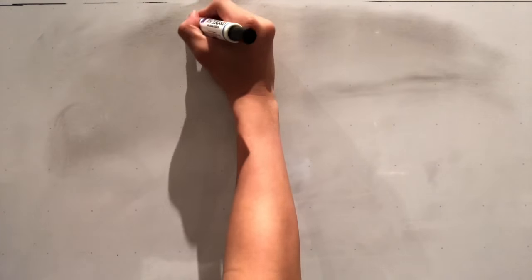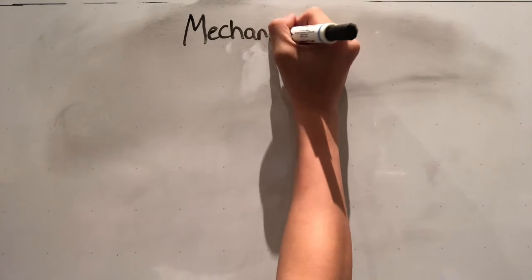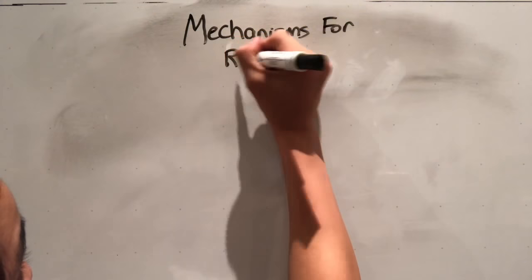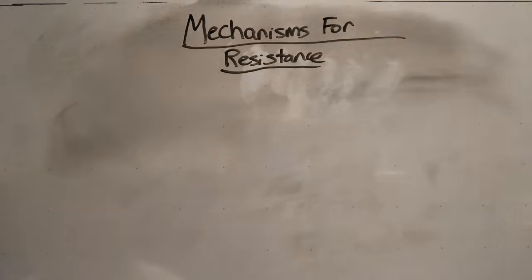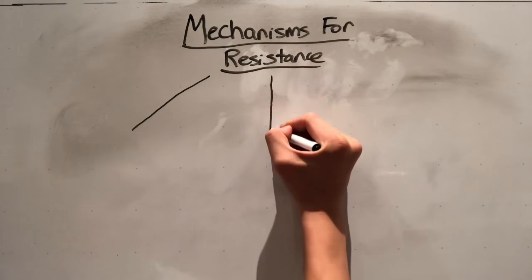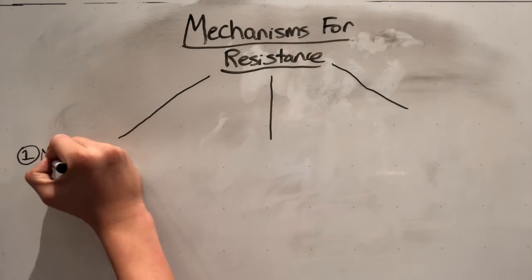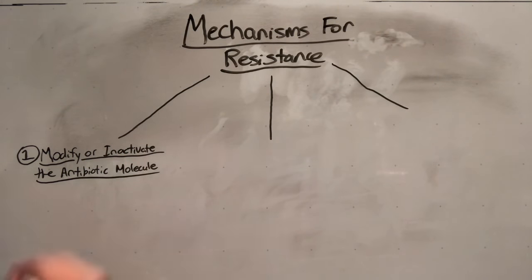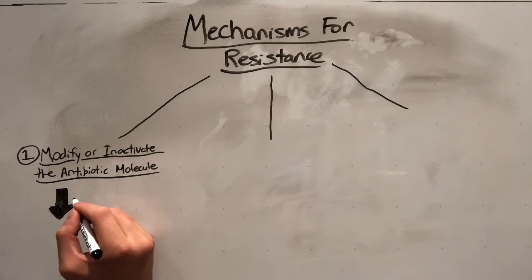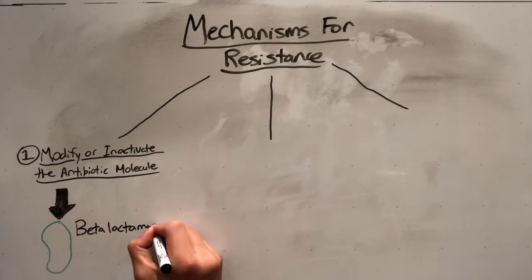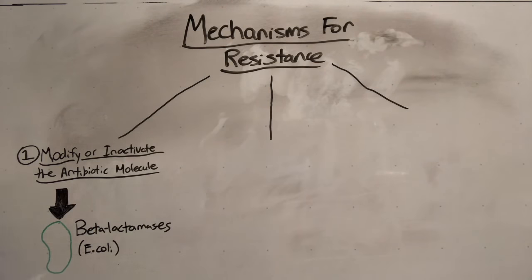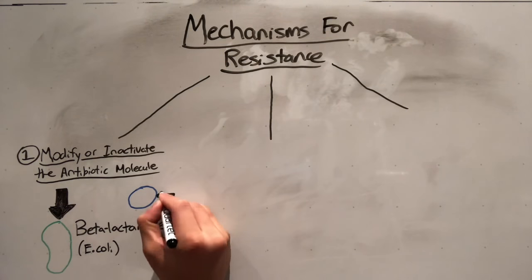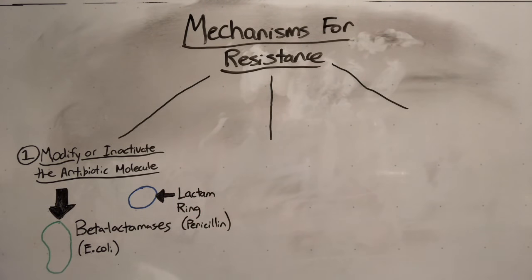Now let's move on to the mechanisms for antibiotic resistance. Bacteria have now evolved, revolutionizing their way of survival with different mechanisms. The first mechanism is to modify or inactivate the antibiotic molecule. A good example of this would be beta-lactamases, found in bacteria such as E. coli. They are able to destroy the structure of beta-lactam rings, a vital part of many antibiotics such as penicillin.